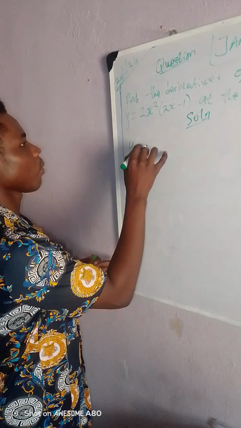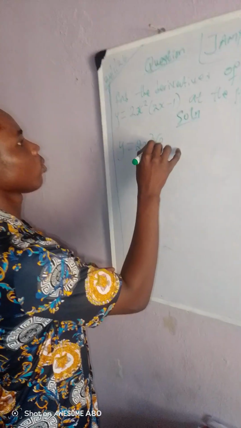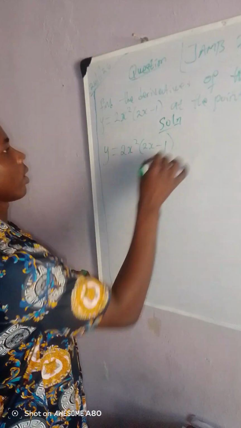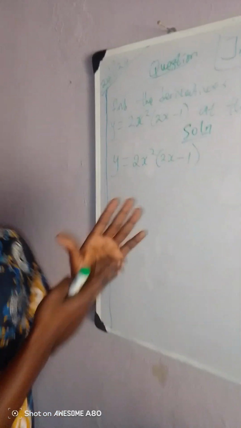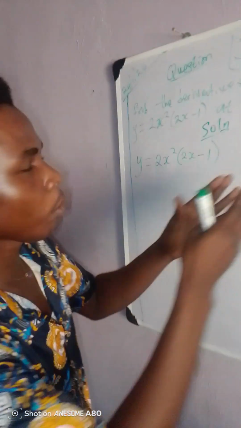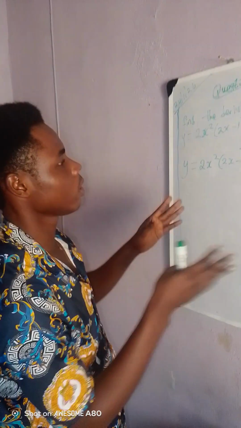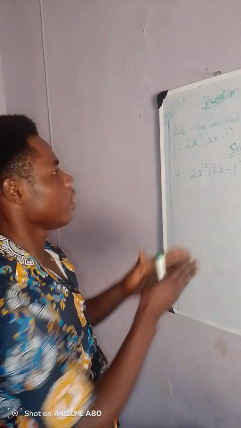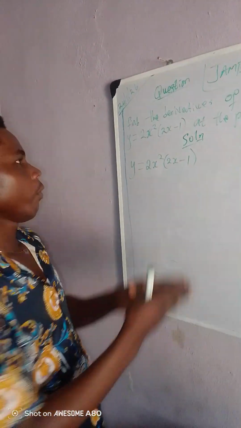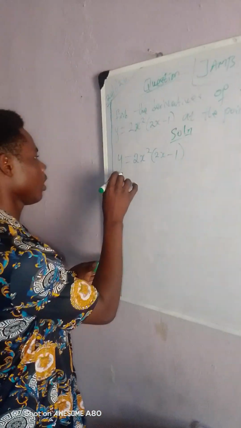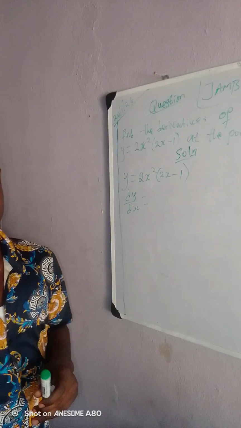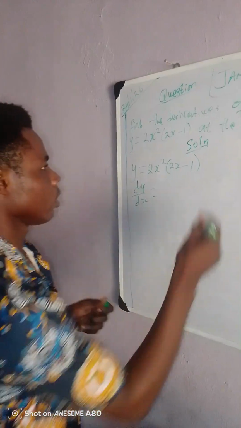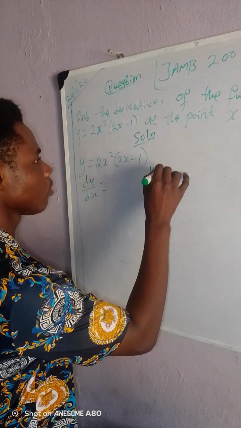We are given that y was equal to what? 2x squared into 2x minus 1. Now, if it's a question that is not from under differentiation, you can decide to open this bracket. But since what we are doing is differentiation, what you do is to differentiate before substituting x as minus 1 into it. Now, let's go. So your dy dx will be equal to, don't forget, we are using what? Product rule.